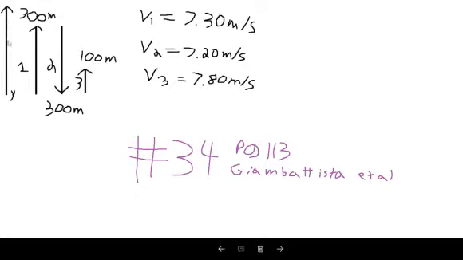Our track will be known as Y. This is a positive Y up here. So our first runner goes 300 meters in the positive Y direction. Our second runner goes 300 meters in the negative Y direction, while our third runner runs 100 meters in the positive Y direction. Velocity 1 is 7.3, velocity 2 is 7.2, and velocity 3 is 7.8.